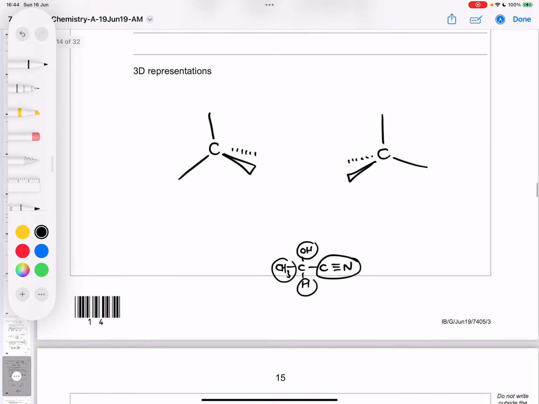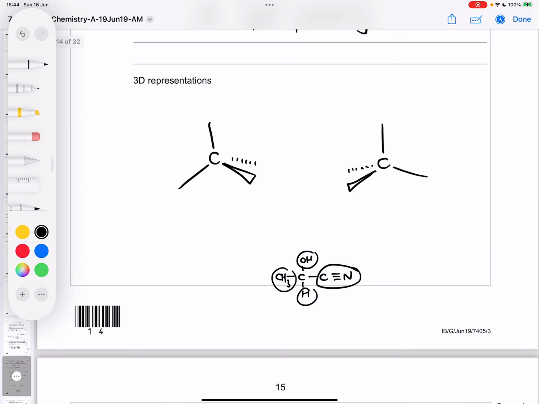Now it doesn't matter where you put them on the first structure, those four things, as long as on the second structure you reflect their positions. So because I put the H on the dash line, it goes on the dash line, the OH on the wedge goes on the wedge, the cyanide at the top, and the methyl on the outer one.